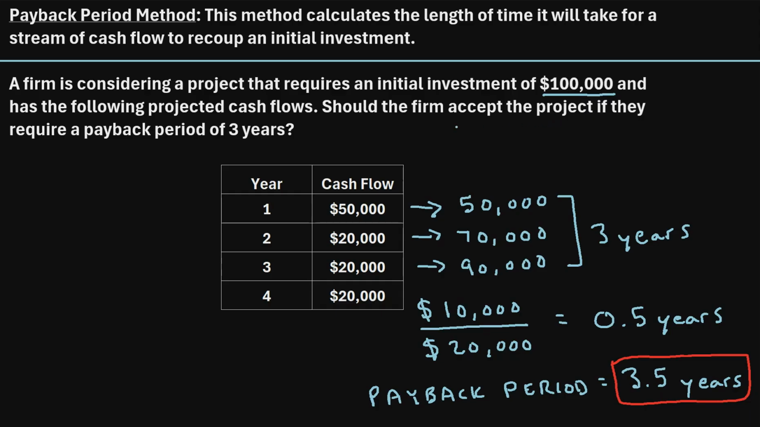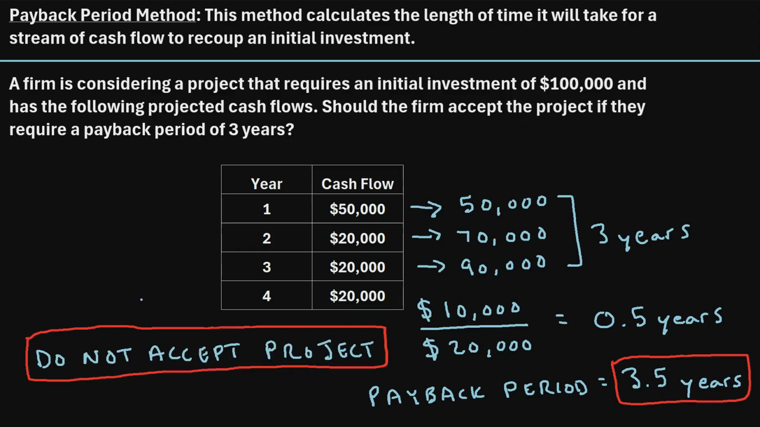So because it will take longer than 3 years to get our money back, the firm should not accept the project. So as our final answer, we will say, do not accept the project. So that was just a quick example of how to calculate the payback period.